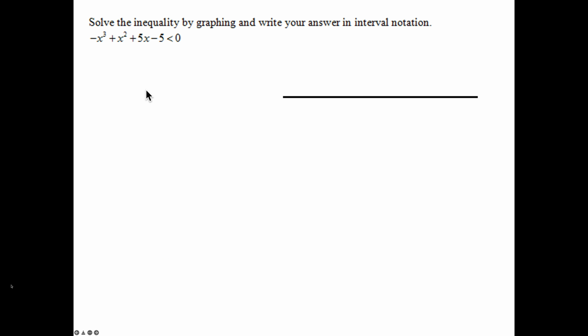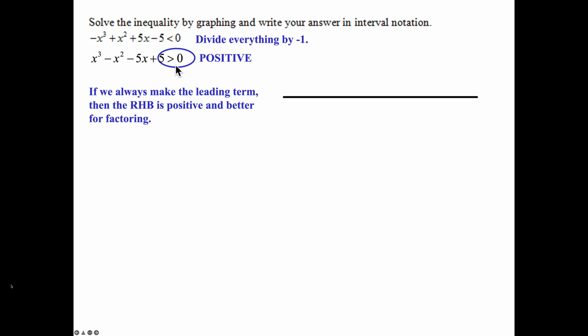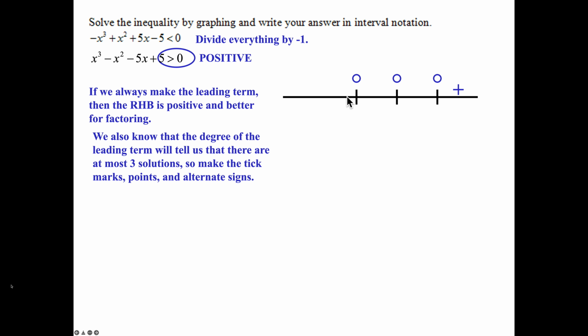All right, next example. Oh, another negative. That's okay. Don't panic. The author says, and I somewhat agree, divide by negative 1. But again, you have to remember, once you change all the signs, you also have to change the inequality sign. And again, our right-hand behavior is positive. So now I have x cubed. I need 3 tick marks. I need 3 open circles because there's no equal to line.